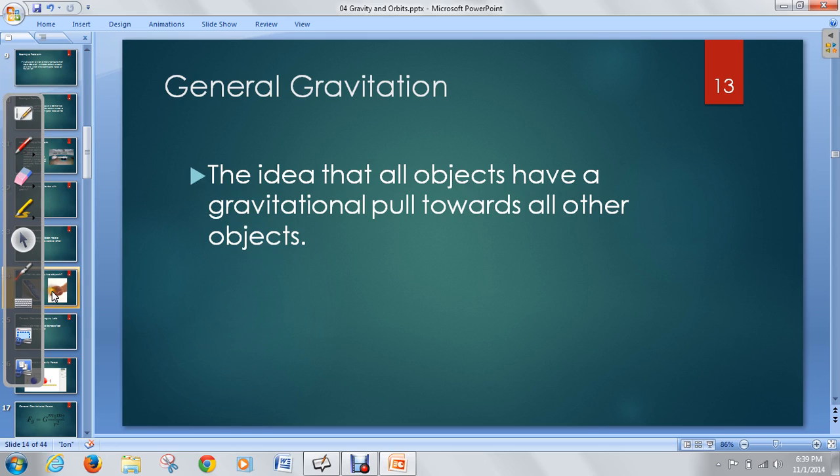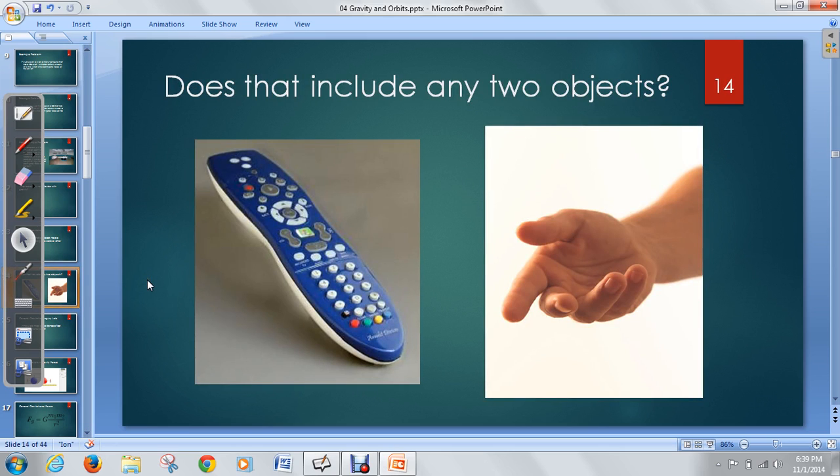So does that mean any two objects? Is there a gravitational pull between my remote and my hand? Turns out there is. It's not very strong because my hand's very small and the remote's very small, so the gravitational pull is very small, but there is still a very small gravitational force. So it can be any two objects.